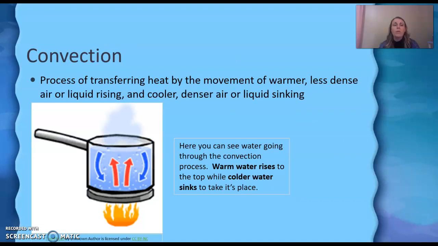Convection. This is where we get into one of our important terms. Process of transferring heat by the movement of warmer, less dense air or liquid rising and cooler, denser air or liquid sinking. So here you can see water going through this process as it's being heated on the stove, I'm assuming is where this flame is coming from. Warm water is rising to the top while the colder water is on the outside of the pot sinking to take its place. And then eventually it will get warm and it will rise to the top.